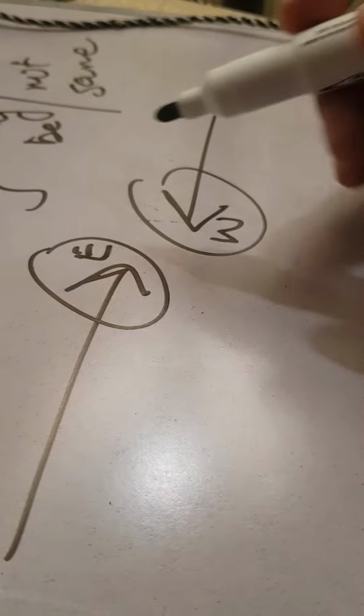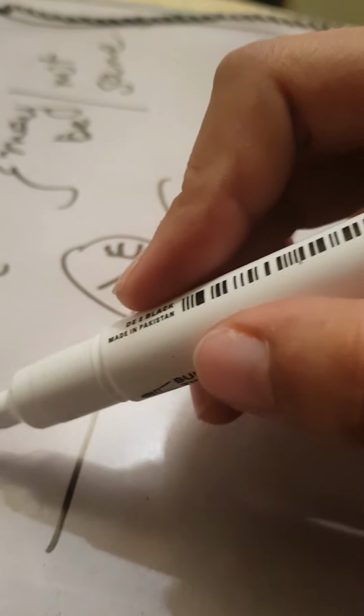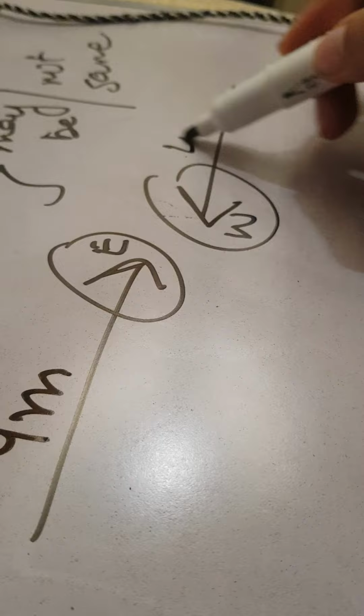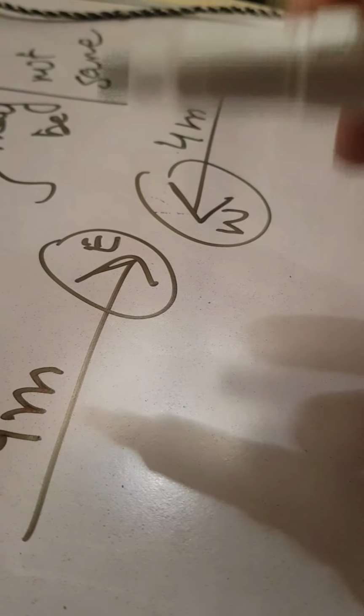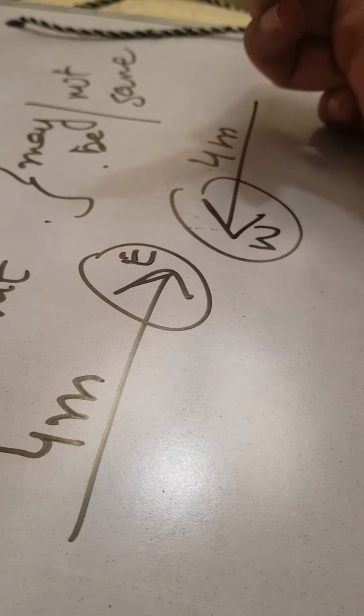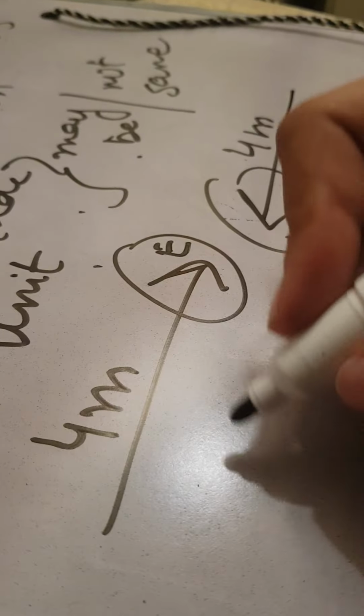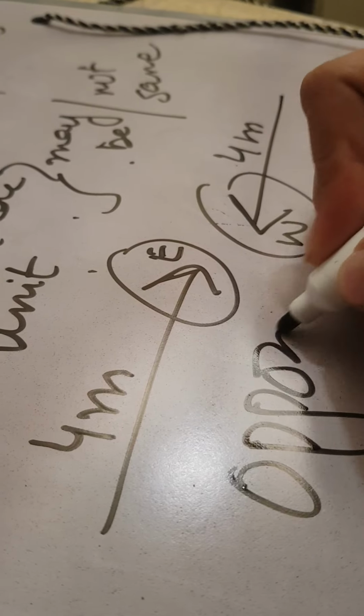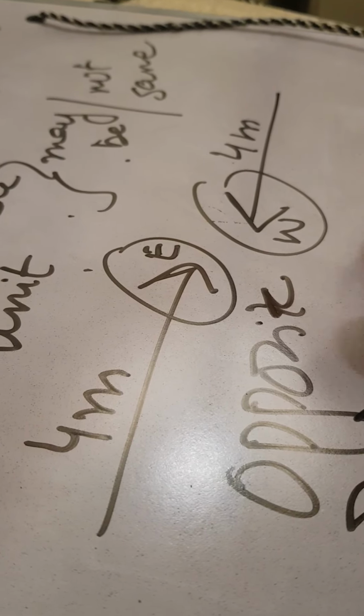For example, this one and this one, they both have different directions. One is moving west and the other is moving east. They both have the same units and the same magnitudes here, but as I told you, their magnitude and units may or may not be the same, while the directions are opposite. So anti-parallel is basically the opposite of the parallel vector.